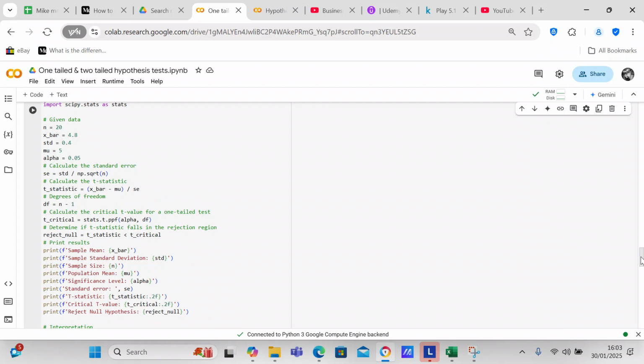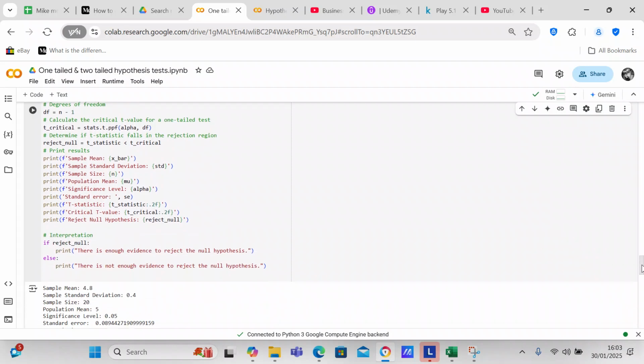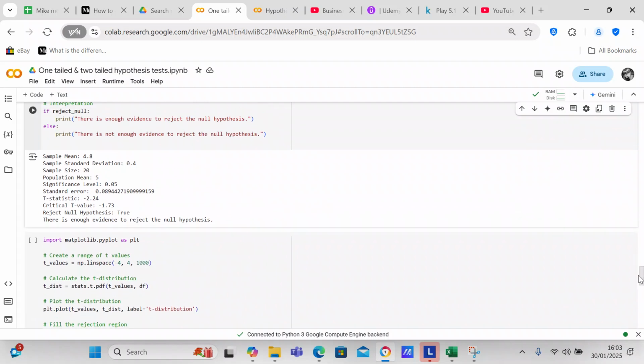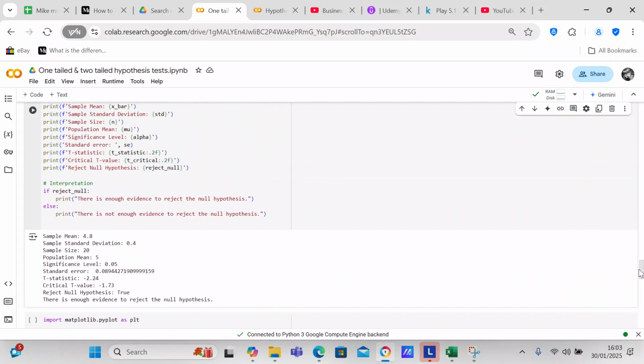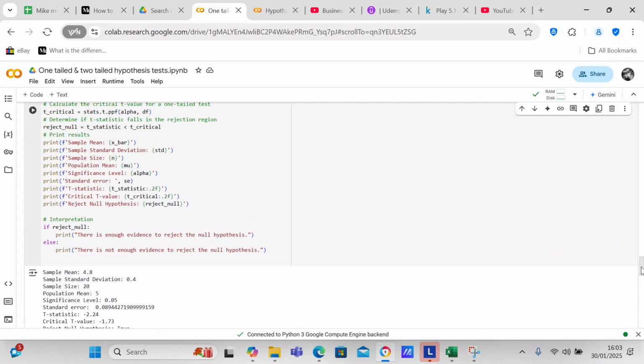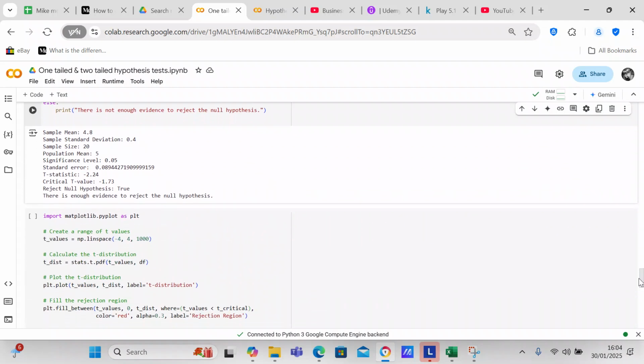So reject null equals t-statistic is less than t-critical. So our reject null is true. If the reject null is true, you print there is enough evidence to reject the null hypothesis, else there's not enough evidence to reject the null hypothesis. And it's true, so that means the null hypothesis is rejected.